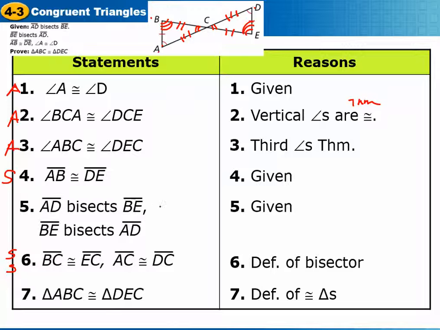It was mostly just saying, how do we know that the angles are congruent? How do we know the sides are congruent? And they gave us a ton of givens in here. Look at all those things that were givens.